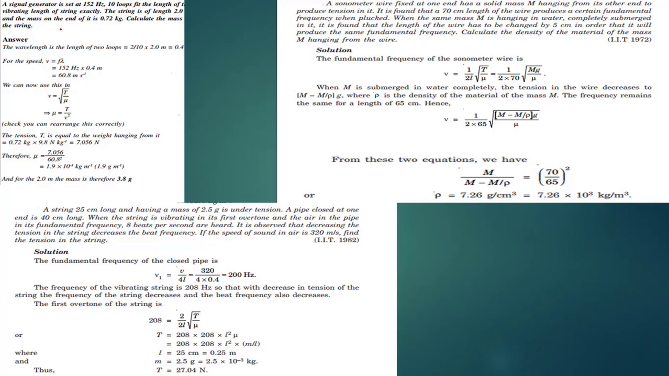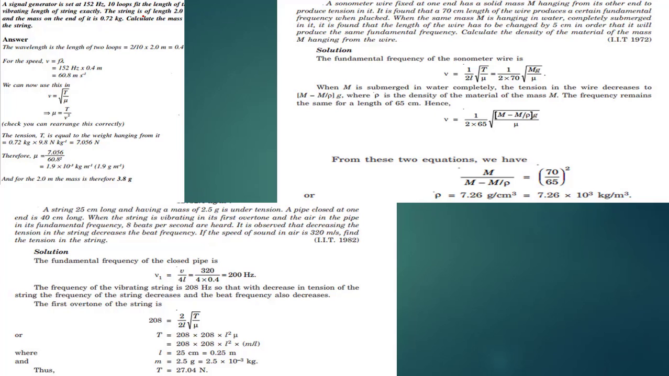Other examples, mifano mingi kweli kweli, all at your service. As you can see, you have a signal generator here, 10 loops fit the length of the vibrating string. Inakuwa na 10 loops. Kumbuka kwa string the number of loops ndio inaonyesha ni harmonic ya ngapi. As you remember, the simplest harmonic ilikuwa na 1 loop, then the second harmonic ilikuwa na 2 loops, like that. So n is equal to 10.